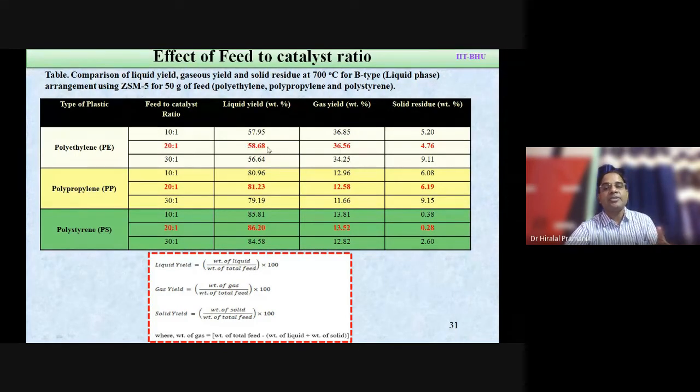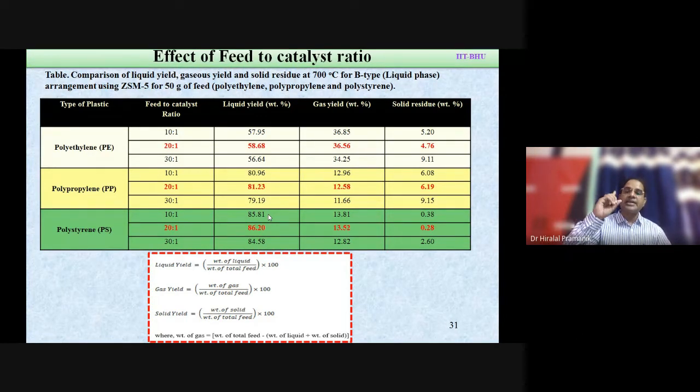That's why 58.6. But if you compare with the thermal, where you probably noticed around 80%, 90% or 90% and above liquid yield was obtained. Here the liquid yield is low for polyethylene, and similarly polypropylene 81.23 and polystyrene 86. For all these three feeds, liquid yield has gone down, and gaseous yield has increased.